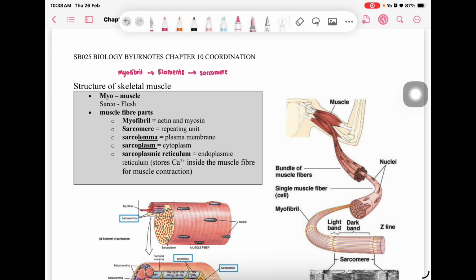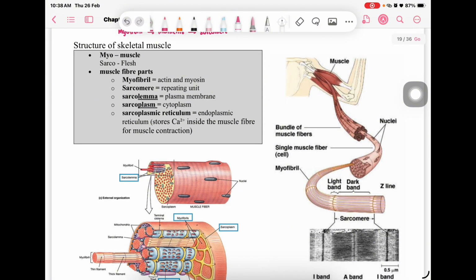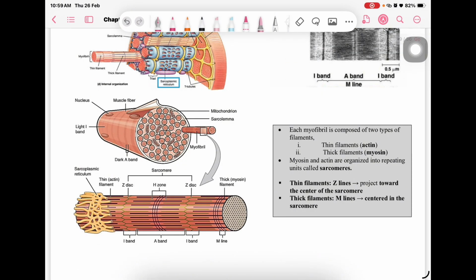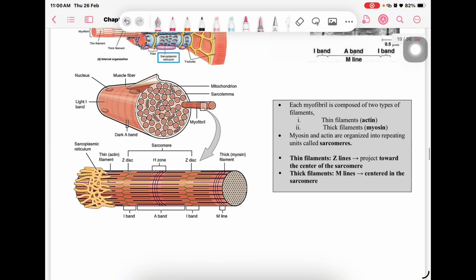Now, I would like to start with myofibril. What is myofibril? Myofibril is a long cylindrical structure inside of muscle fiber. Inside of muscle fiber, there are a lot of myofibrils. Each myofibril is composed of two types of filament. First is thin filament and second is thick filament. Thick filament is made of myosin, while thin filament is made of actin. Myosin and actin are organized into a repeating unit called sarcomere.